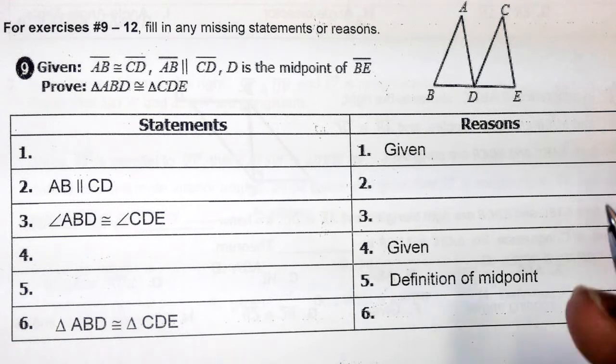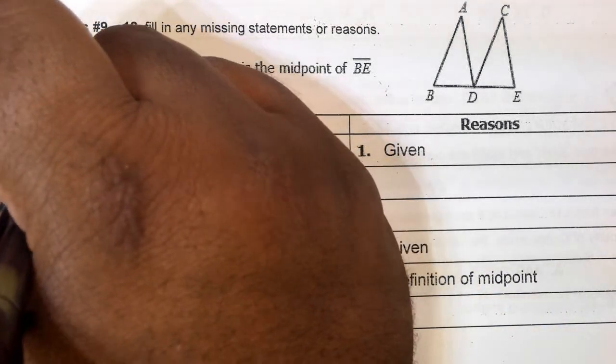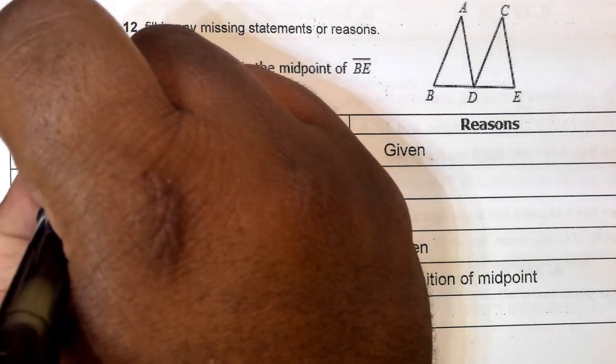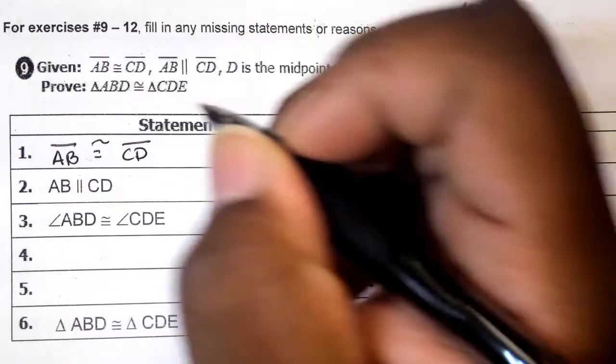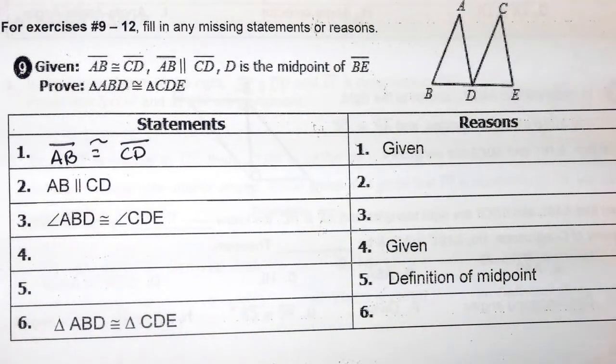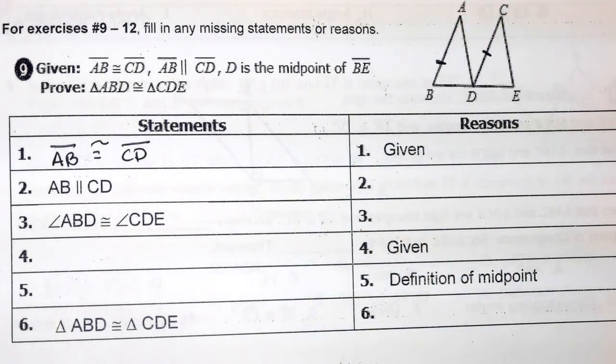See if we can go through and fill this out. Number 1, what statement would you put in there, Tim? Segment AB is congruent to segment CD. Remember, anytime you call stuff congruent in your proof, make sure you mark it. AB is congruent to CD. After that, Tim's statement, AB is parallel to CD.